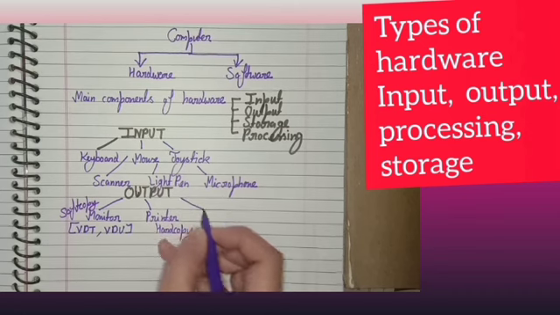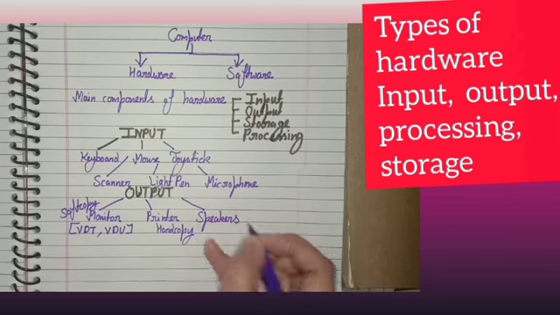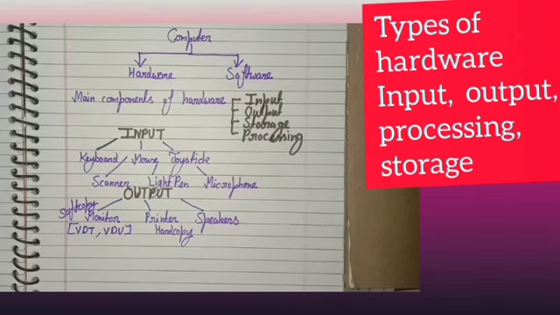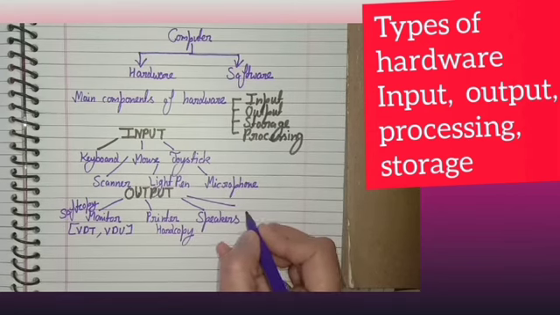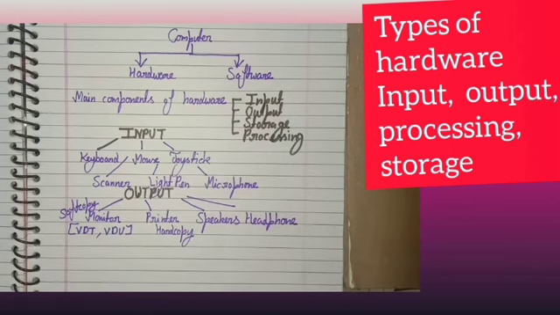Then there are speakers. We use speakers to listen to sound. Speakers give audio output to sounds produced from a computer. There can be internal as well as external speakers, and we can also purchase wireless speakers from the market. Then headphone. Headphones are a pair of small loudspeakers that are designed to be worn on the user's ear.